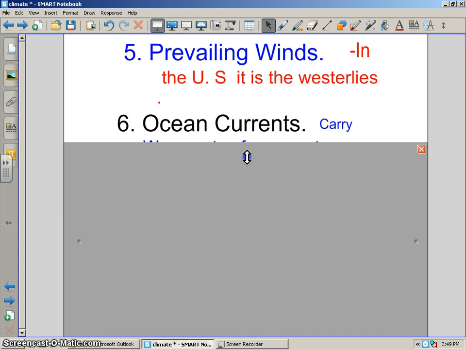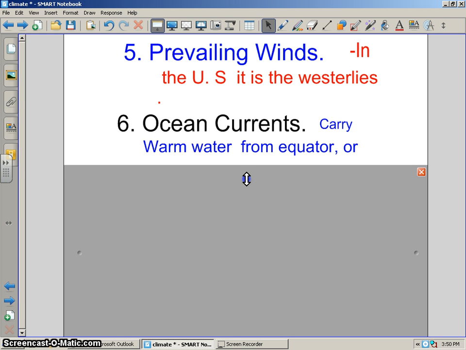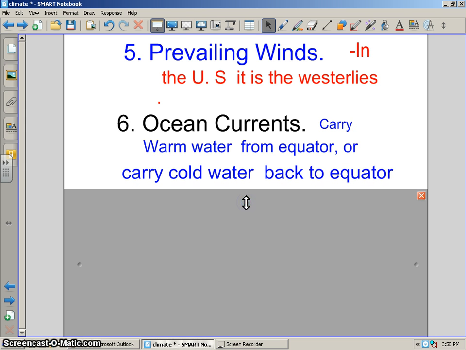And lastly, ocean currents. They carry warm water from the equator, or they carry cold water back to the equator. So for us here on Long Island, we have the Gulf Stream, which picks up warm water down in the Gulf, carries it up the coast, and literally bangs into Long Island and Massachusetts and Cape Cod up there, and then heads across the Atlantic Ocean to England. So it carries warm water. This keeps us warm. We are actually a little farther north. We should be a little colder. If you stay on our line of latitude and you look at cities like Philadelphia, or other cities, they're colder than us. But that's because we have this warm water.